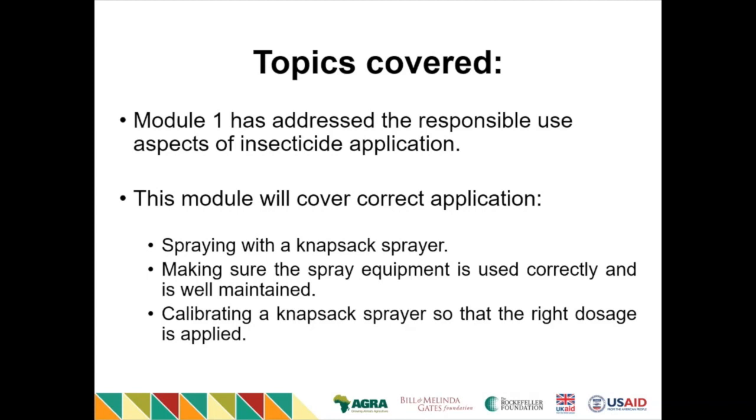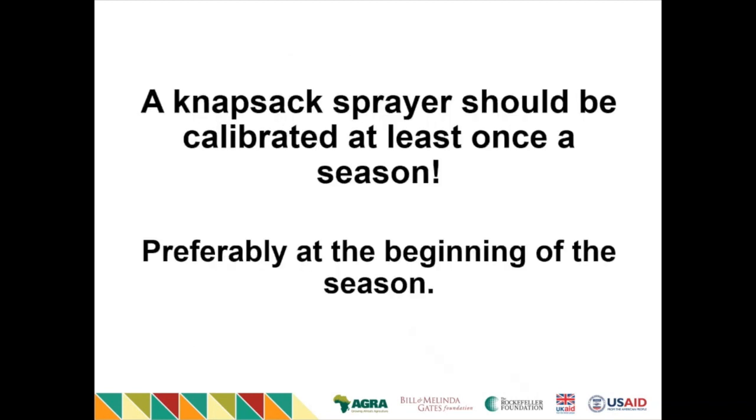We want to make sure that this spray equipment, the knapsack, is used correctly and is well maintained. A very important issue is to make sure that the knapsack sprayer is calibrated so that the right dosage is applied. If calibration is not done, the incorrect dosage can be applied, leading to inadequate control. Over-application can lead to phytotoxicity on the maize plant, and can also contaminate the environment. The knapsack sprayer should be calibrated at least once a season, preferably at the beginning of the season, so that the farmer knows he's going to be spraying correctly through the rest of the season. Ideally it should also be calibrated during the season, but in reality most people will only calibrate once, at the beginning of the season.